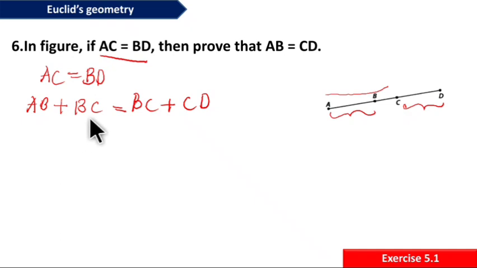Now which is the common term here? On both the left side and right side, BC is the common term. So we can cancel that. When we cancel the BC, we are left with AB equal to CD. So this is all about this question.